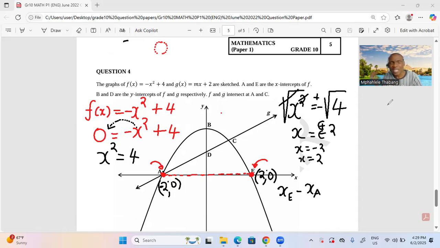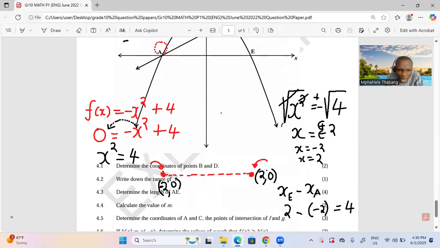You just take x at E. You subtract x at A. So now x at E is 2 minus x at A, which is negative 2. So you subtract negative 2. Your answer is 4. 2 minus minus 2 is 4. Make sure that you always find a positive answer when you are looking for the distance. The distance can never be negative. Grade 10s, the distance can never be negative. So the distance, the length of AE, is 4.